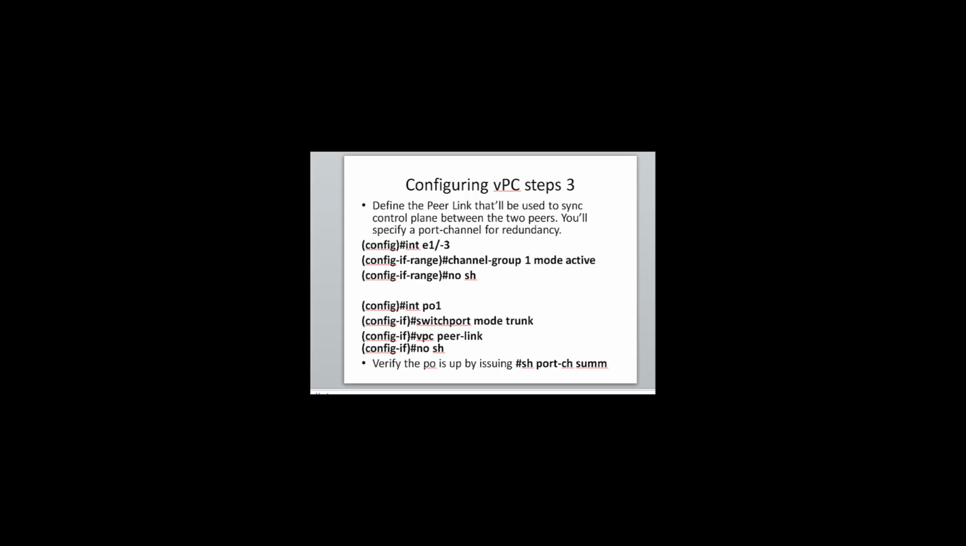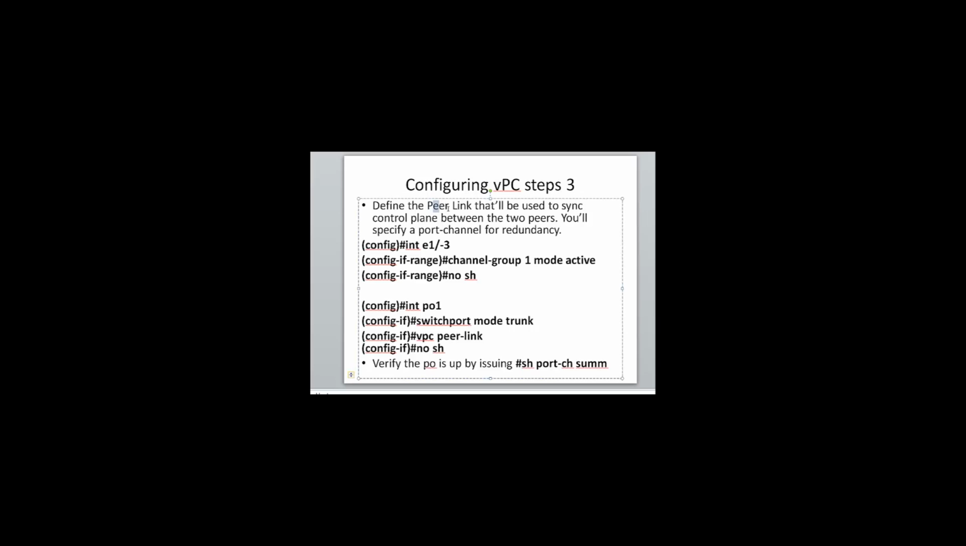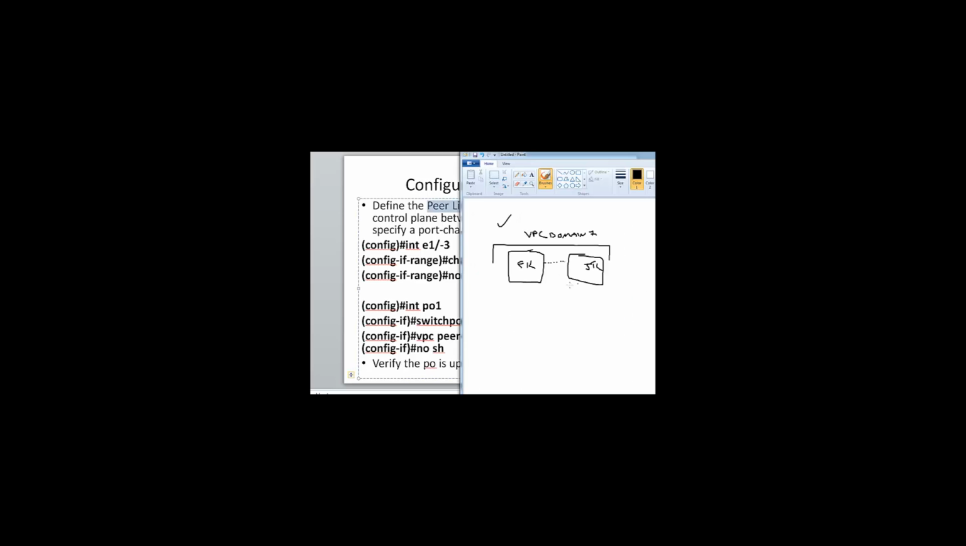Okay. Next, we're going to put in the main piece, which is called the peer link. This is the port channel that we're going to use. We're going to bundle 2 interfaces at least. I mean, in a lab like this, we could do just one, but we'll probably want to do at least 2 for redundancy.